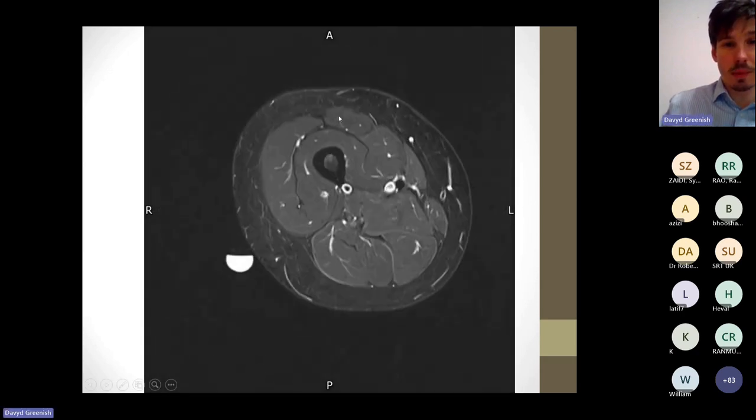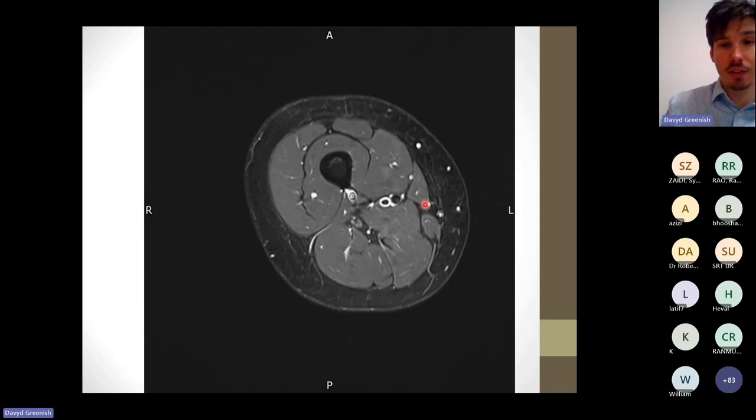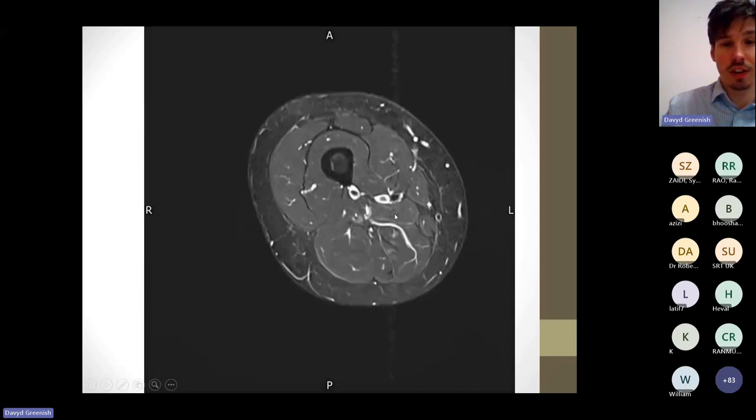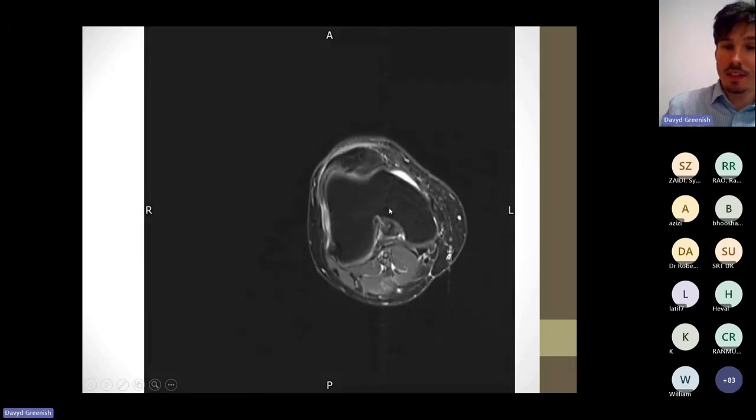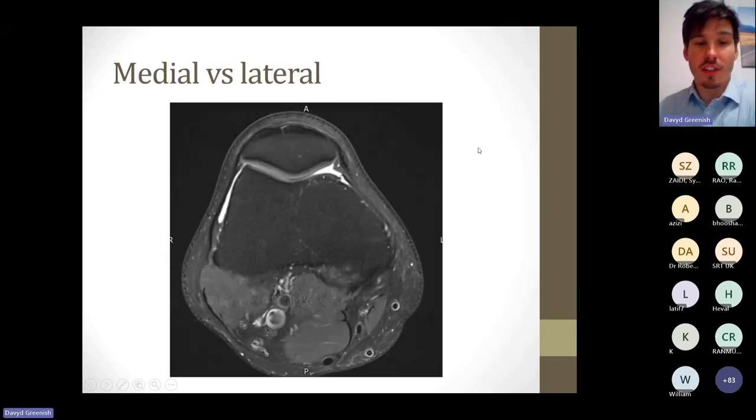And we can show you coming further down the leg again, we've got that sartorius, which is traveling more medially, gracilis, which is a medial structure, that adductor magnus coming down and then disappearing, and then into the knee. So medial versus lateral knee.